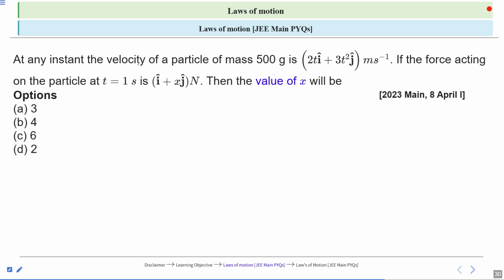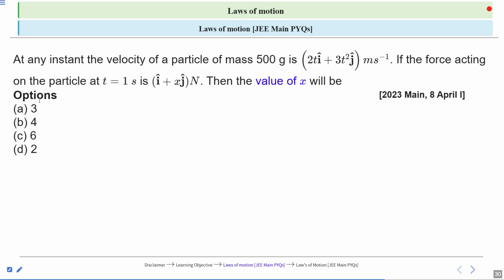At any instant, the velocity of a particle of mass 500 gram is 2t i cap plus 3t square j cap meter per second. If the force acting on the particle at t equal to 1 second is i cap plus x j cap Newton, then the value of x will be what? So in this question, you have to find out the value of x.